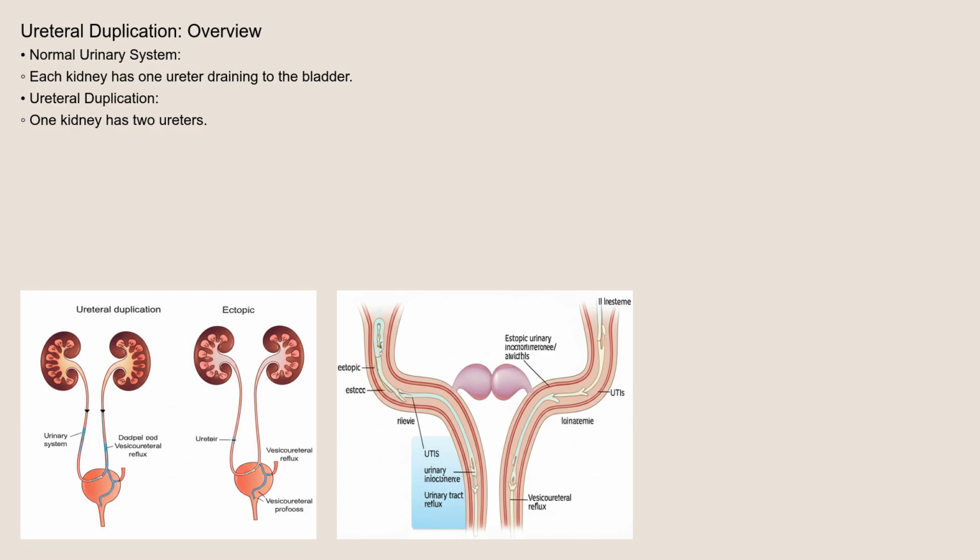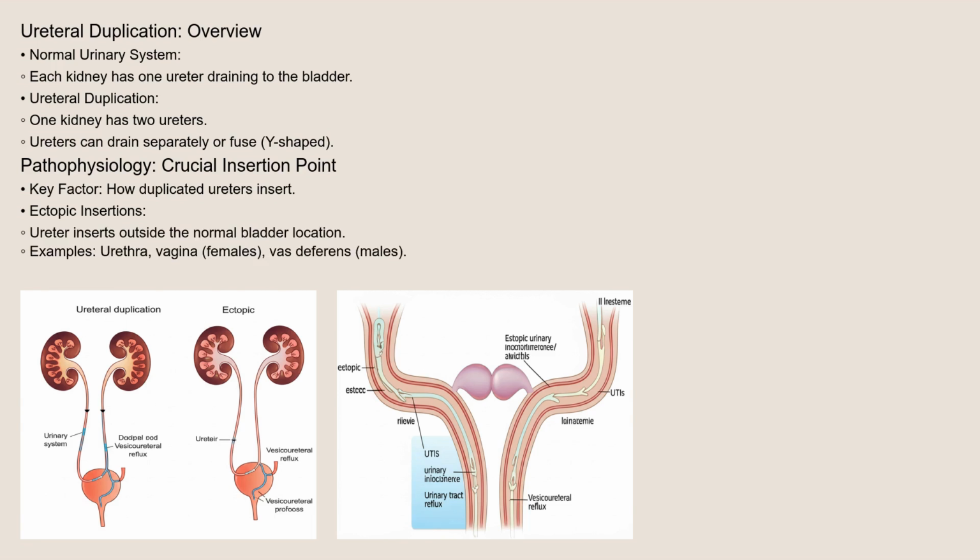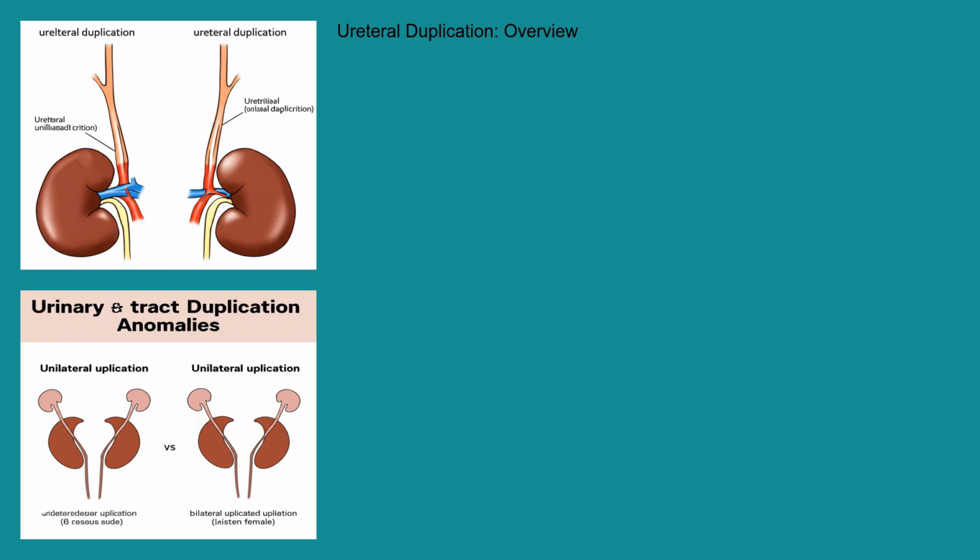Ectopic insertions, where one ureter inserts outside the normal location in the bladder, perhaps into the urethra, vagina in females, or vas deferens in males, can lead to vesicoureteral reflux, the backflow of urine from the bladder into the ureter and kidney, urinary incontinence, and increased risk of urinary tract infections. The degree of functional impairment depends on the completeness of the duplication, the presence of ectopic insertions, and the efficiency of urine drainage.